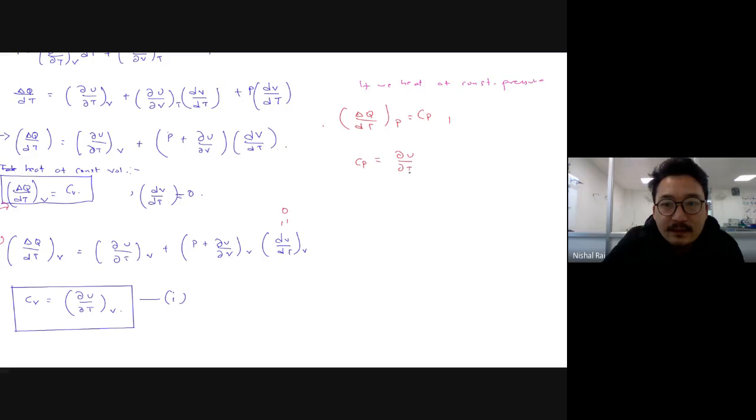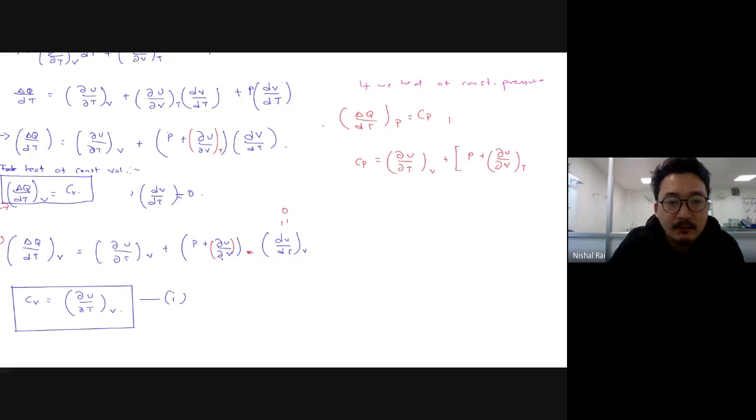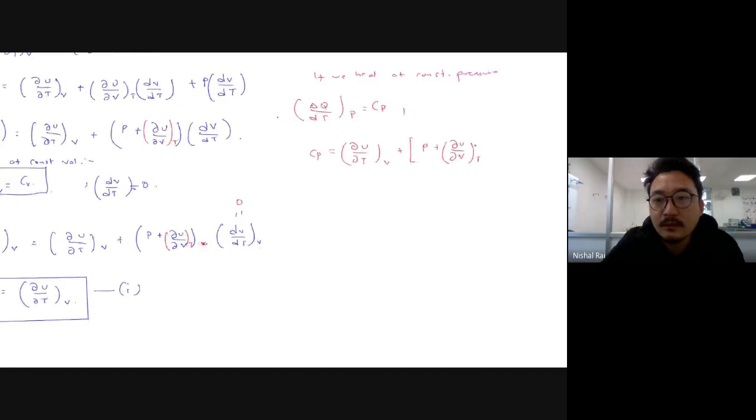del U by del T at constant volume, plus this whole thing, P plus del U by del V at constant temperature. I think this was at constant temperature, sorry. This should be at constant temperature. Here remaining is dV by dT at constant pressure. Now this is the expression.